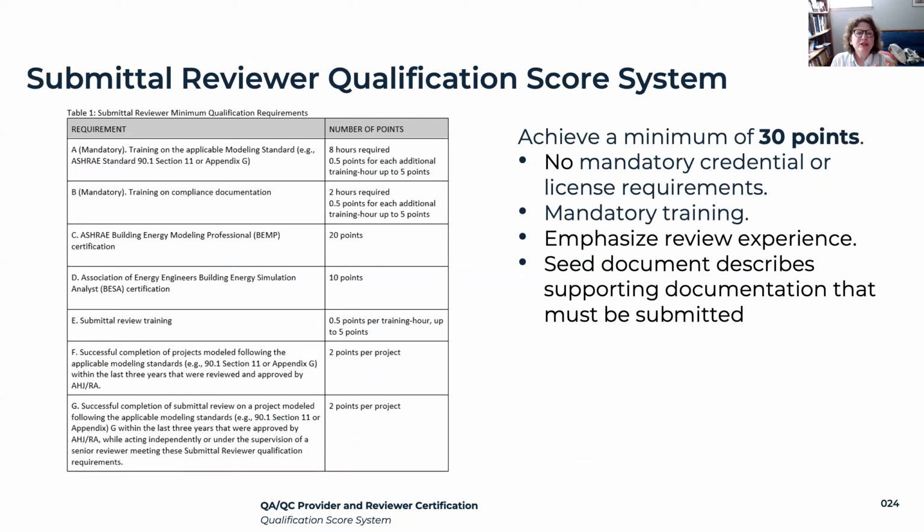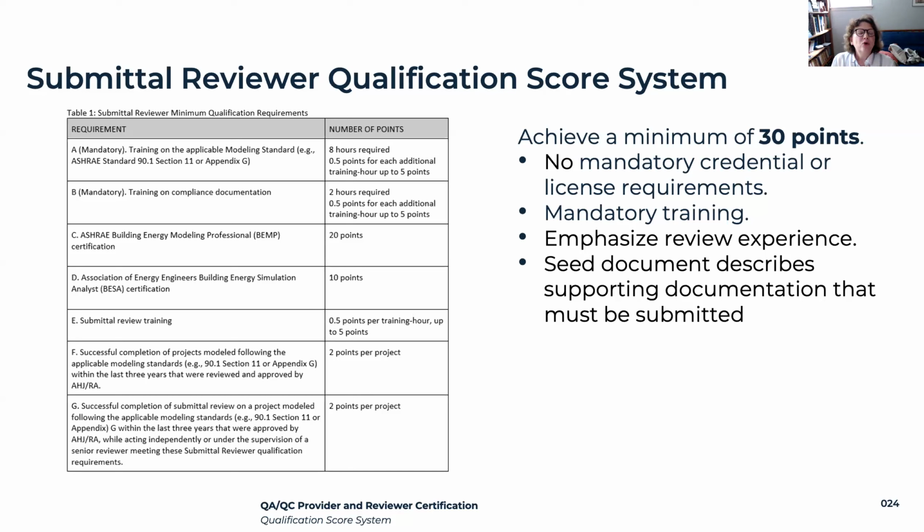And I want to finish by discussing the submittal review qualification that the working group developed. So again, submittal reviewers are professionals that are affiliated or employed by a QA/QC provider organization. Alternatively, if jurisdictions want to do reviews in-house, then they can apply these qualification requirements to the internal staff or third-party reviewers that they engage with. So just like Ellen described for model qualification, we use a points system.